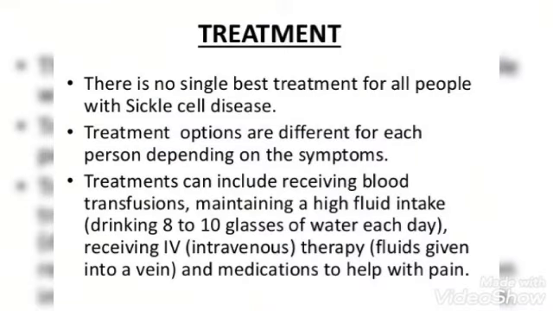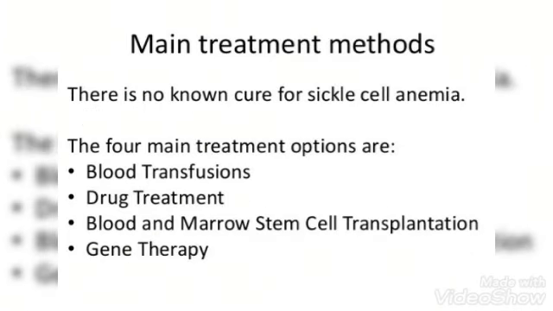There is no single best treatment for all people with sickle cell disease. Treatment options are different for each person depending on the symptoms. Treatment can include receiving blood transfusions and maintaining a high fluid intake, and the patient is recommended to drink 8 to 10 glasses of water each day. Intravenous fluid is given into the vein along with medications to help with pain, because the HbS molecule crystallizes if there is hypoxia, strenuous work, or dehydration.